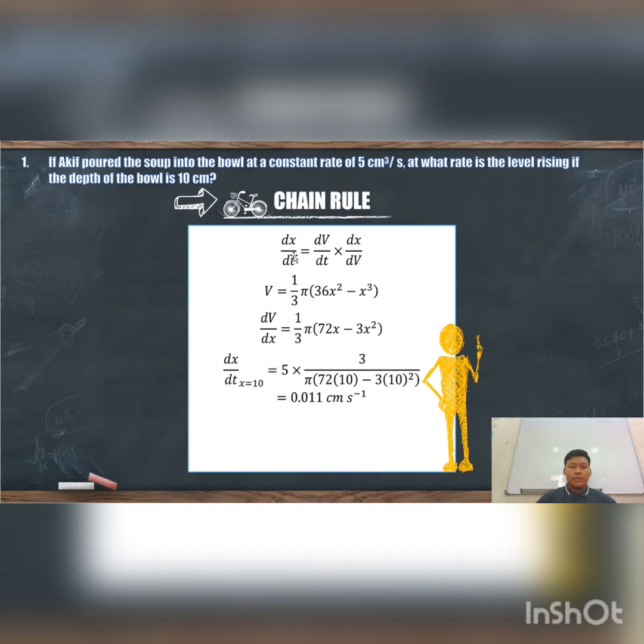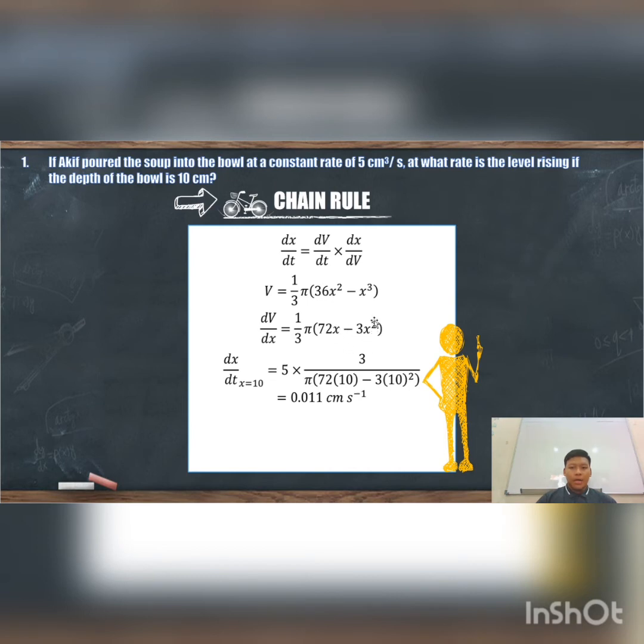So both sides will be the same derivative. Here dx/dv is actually the differential of volume with respect to x. Here is the original formula for volume, which is V = 1/3 π(36x² − x³). After I differentiate V with respect to x, it will be dV/dx = 1/3 π(72x − 3x²).